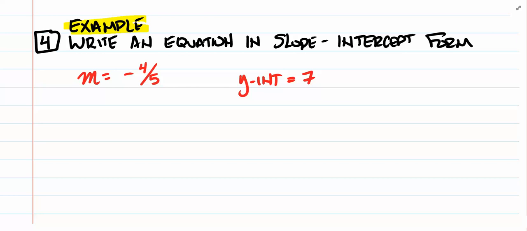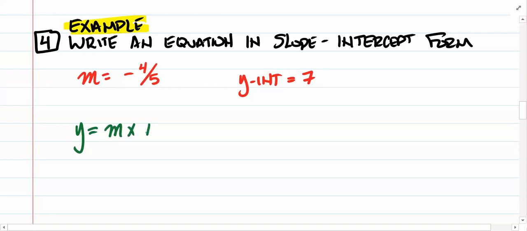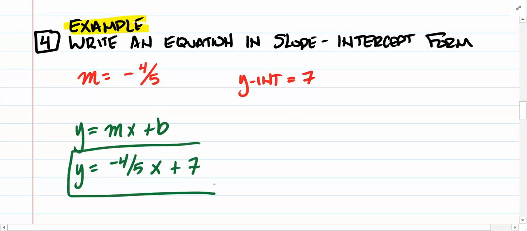It says write an equation in slope-intercept form. They gave us a slope of -4/5 and a y-intercept of 7. So we would write down y is equal to mx plus b. I would substitute in my slope for the equation, so I would get -4/5 x, and I would substitute in my 7, plus 7. This would be the slope-intercept form: -4/5 x plus 7.